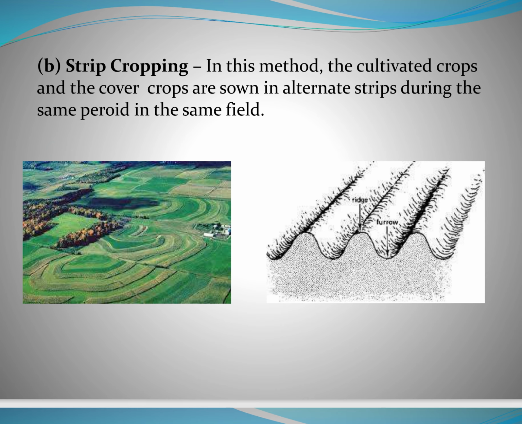The next method coming under the category of agronomic practices is strip cropping. In this method, the cultivated crops and the cover crops are sown in alternate strips during the same period in the same field. Like one type of crop in the first strip and another type of crop in the second strip, and again in the third strip, we'll be growing the first type of crop, and that is how the cropping is done.